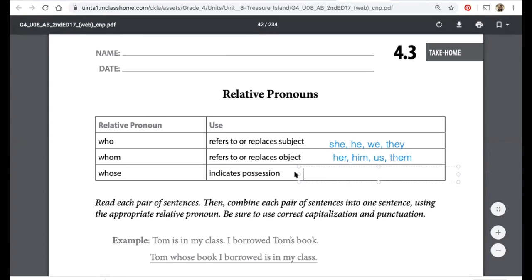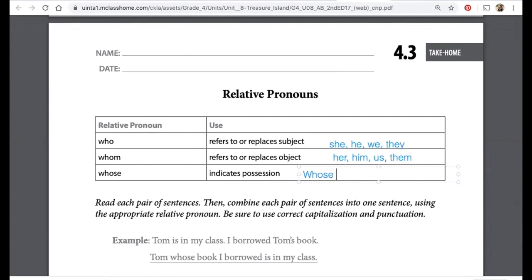For example, whose dog is this? That could be your sentence. Whose, meaning whose dog? Someone owns the dog. Someone possesses the dog, right? So whose dog is this? Or whose birthday cake is this? Right? So those are all some examples that you could use. I'm going to go ahead and clear my board.